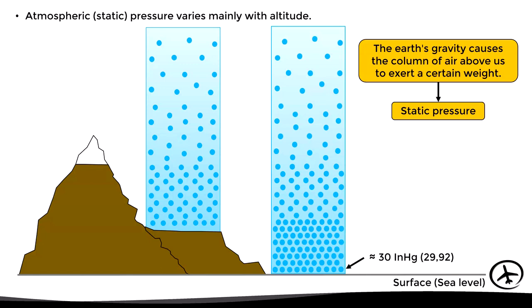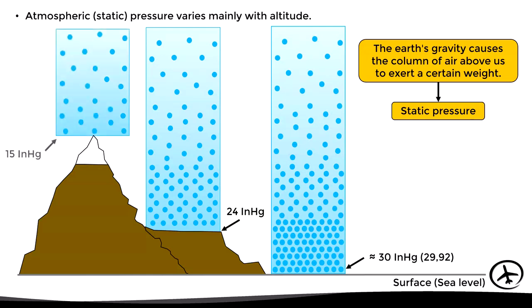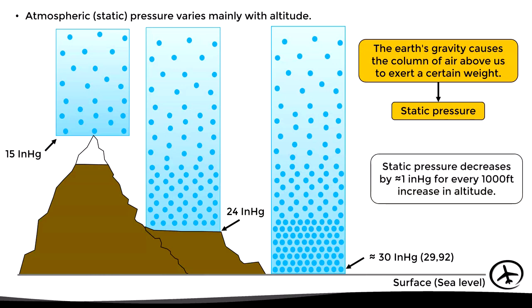In this example, in this part of the mountain we measure a pressure of 24 inches of mercury, which is obviously less than the pressure at sea level. Now, if we continue climbing the mountain, we can see that the static pressure decreases more and more. At the top, for example, we can measure a pressure of 15 inches of mercury just because we have less air above us. In general terms, we can say that the static pressure is reduced by 1 inch of mercury for every 1,000 feet of altitude increase.